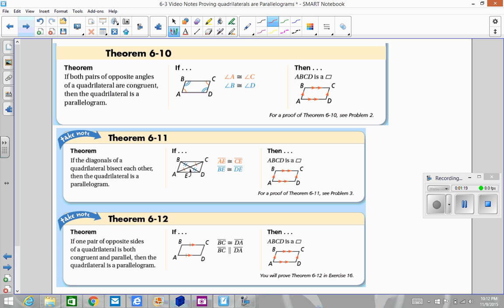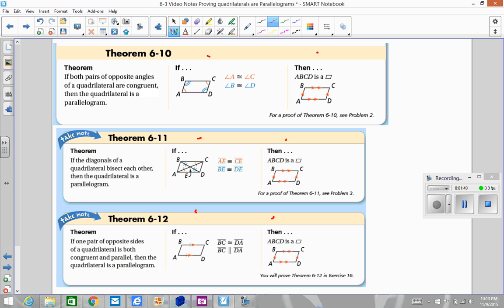We have three more theorems. This one says that if both pairs of opposite sides are congruent, then it's a parallelogram. Get each of these down with all their pictures on. 6-11 says if the diagonals of the quadrilateral bisect each other, then it is a parallelogram.